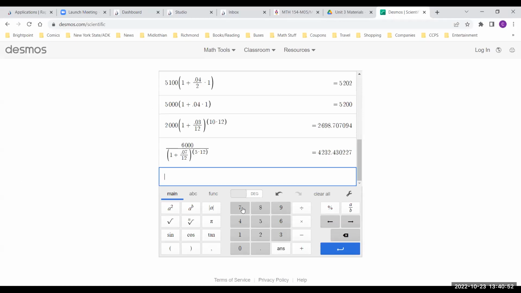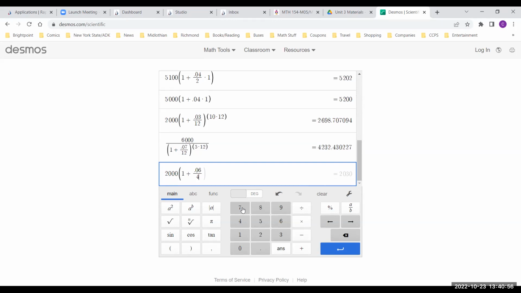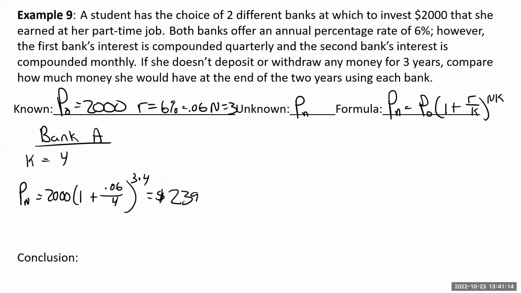So we've got 2,000 times 1 plus 0.06 over 4 raised to the 3 times 4 power, or the 12th power. So it looks like we've got $2,391.24. So this is $2,391.24. Now we need Bank B.